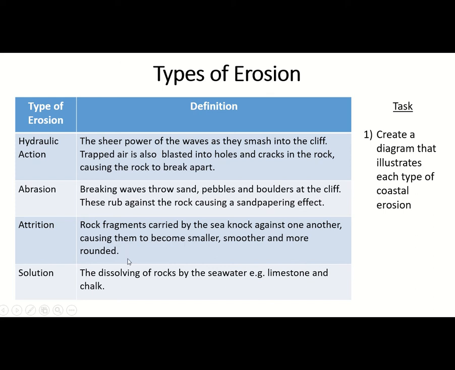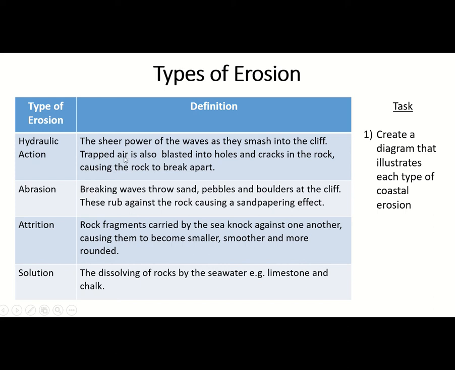Attrition is where rocks that you've sheared off the cliff by hydraulic action hit into each other within the waves, and again bits of them break off and they become smoother, smaller, more rounded. And then finally, certain rocks you find at the coast, things like limestone, so chalk is a good example, can dissolve very, very slowly in just seawater, because seawater is ever so slightly acidic.